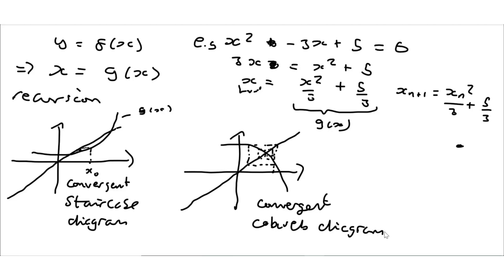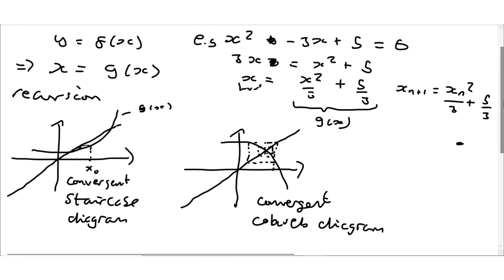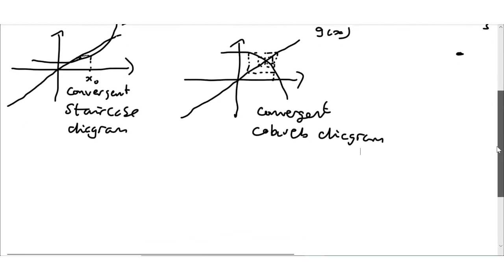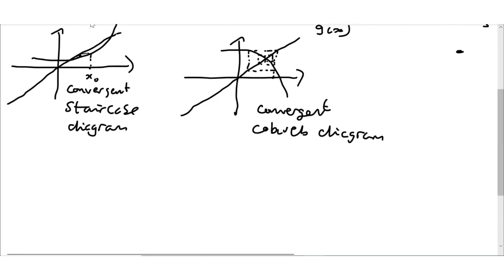And the question is, do we always get this convergent? Does this method always work? The answer, unfortunately, is no, because we would love if it worked every time. But sometimes we get graphs that look like this.